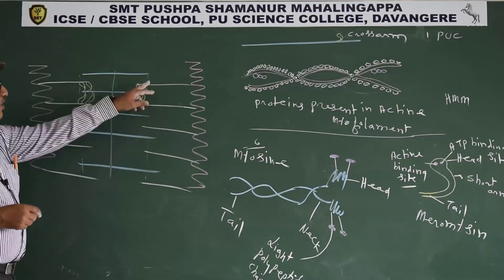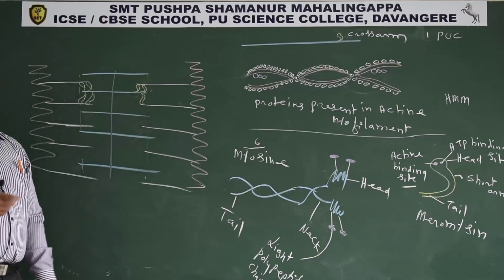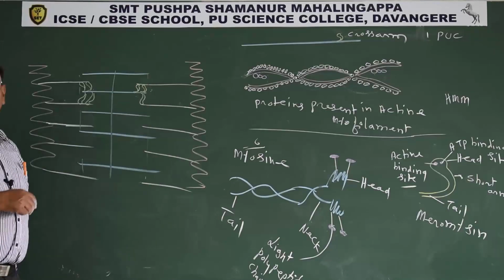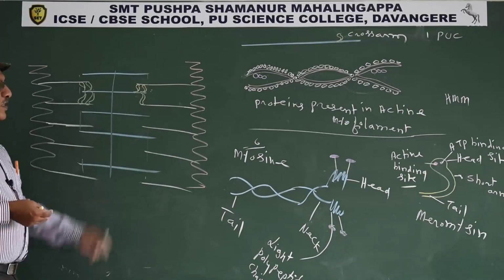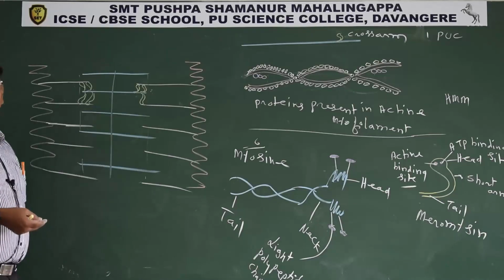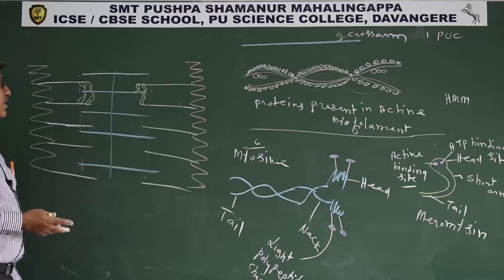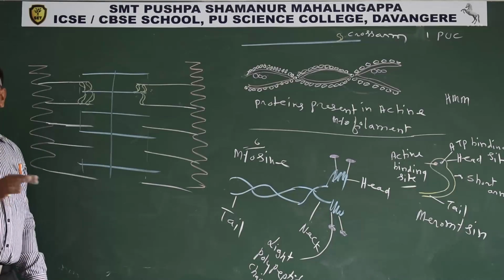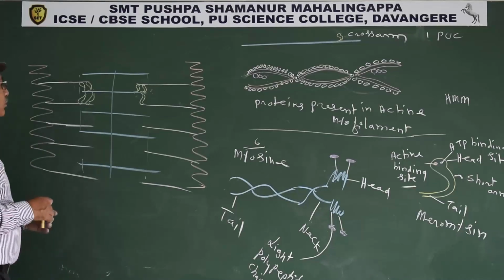Cross bridge is a connection between actin and myosin filament. Actin filament contains mainly actin protein, myosin filament mainly contains myosin protein. These two proteins unite through cross bridge. As a result, actomyosin complex is formed.